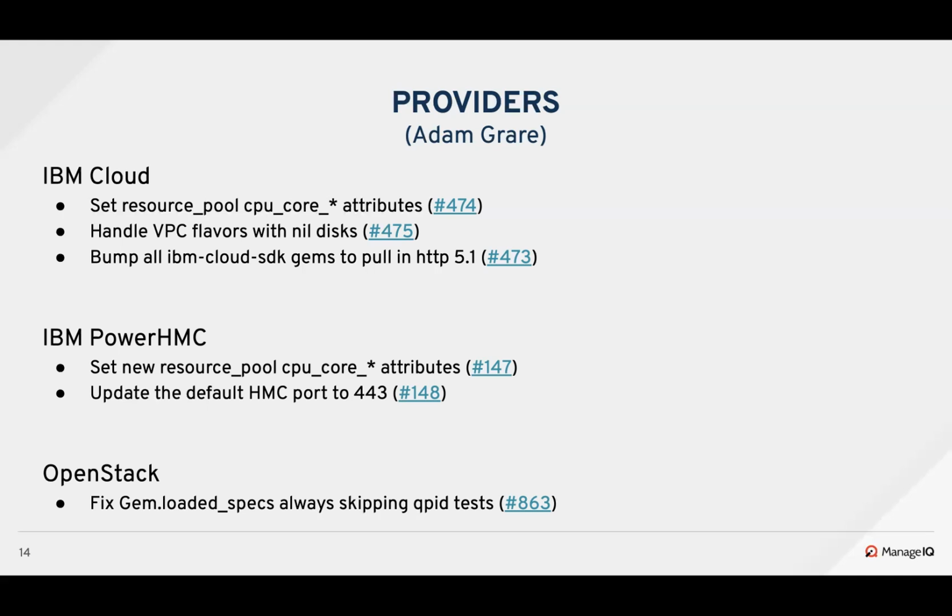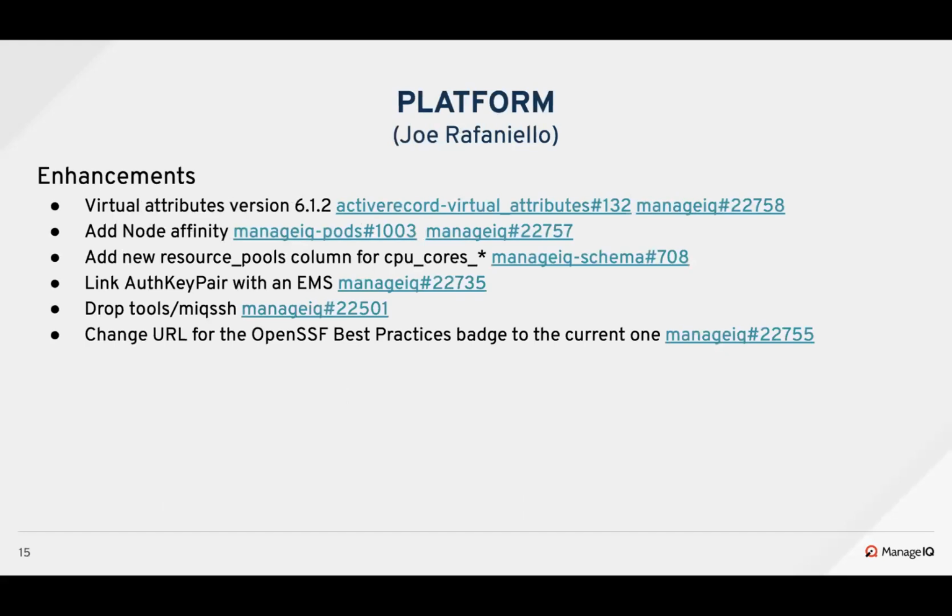For OpenStack, we fixed a bug where the loaded specs were looking for a different key, a symbol, and it was a string, I believe. Essentially, it meant that even if you had Qpid Proton installed locally, OpenStack was always skipping the Qpid Proton test because it was checking to see if the gem was there and looking at the wrong key. So now if you have Qpid Proton installed locally, you can run the OpenStack Qpid Proton specs again. And next slide, I believe that's it for providers. Over to Joe. Thanks, Adam.